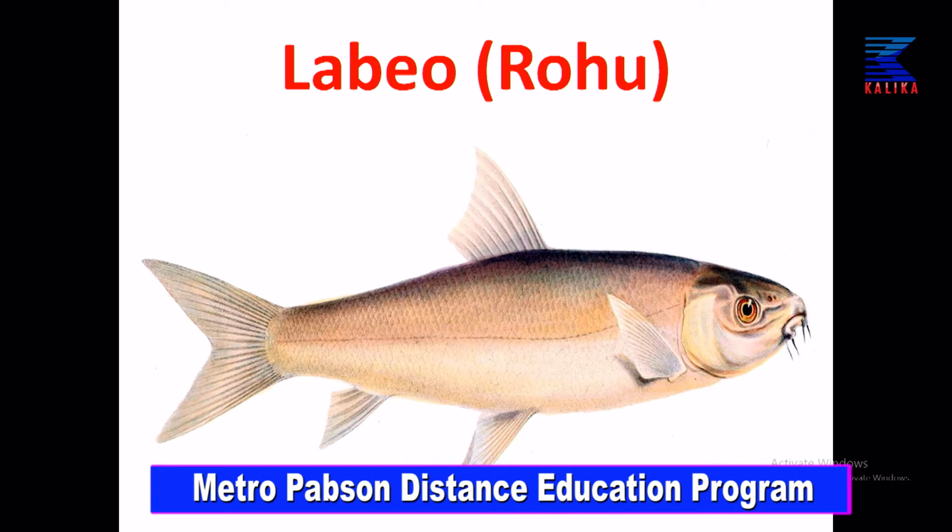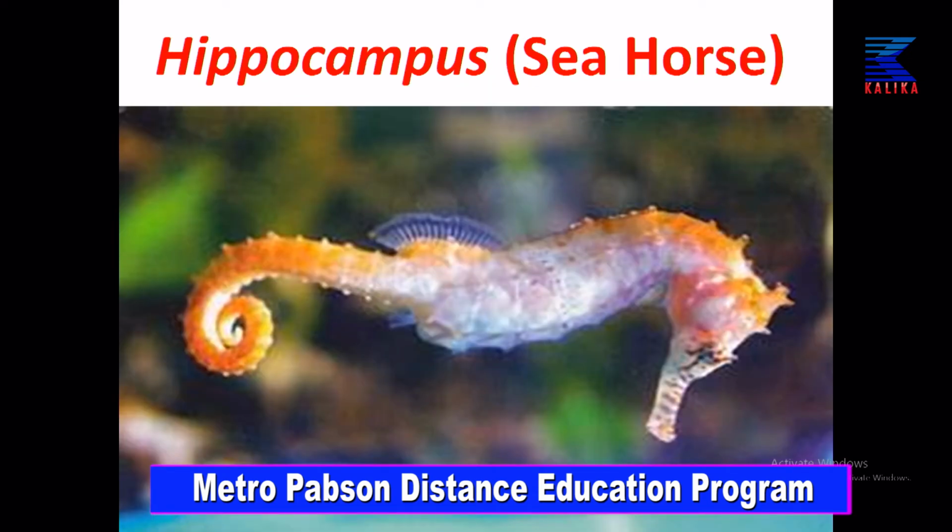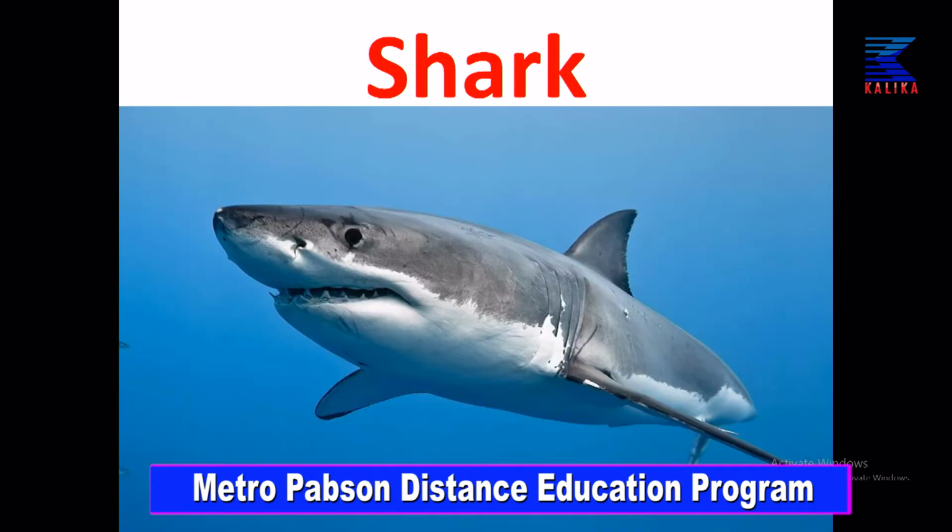So have a look at the further. Labeo, the rohu. Okay, have a look. The rohu fish. It's a fish. Okay. Next one, we talked about Hippocampus. It is commonly called seahorse. Though it is called horse, it is not the real horse. The face looks like a horse. That is why it is called the horse. It's found in the sea. But this is not a mammal. This is the fish. Okay. Shark is a fish.